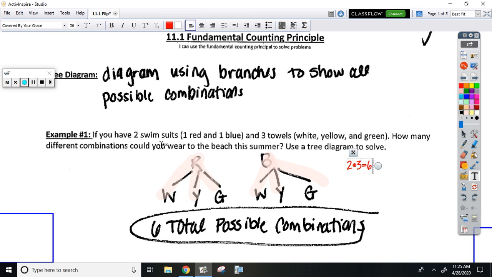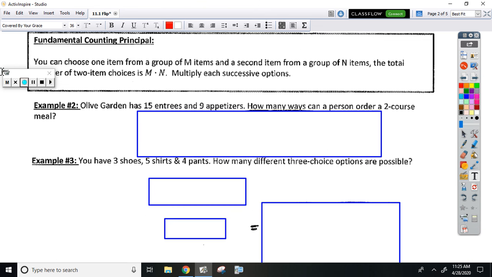Now this works if you have more than 2 events. So if you have 3 separate events, 4 separate events, you could multiply all of them together to get your total possible combination. So pretty simple multiplication. We like it.